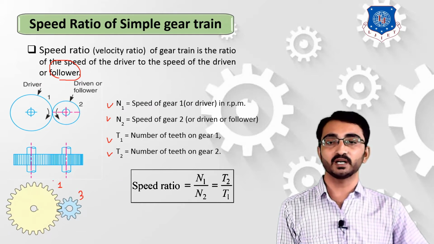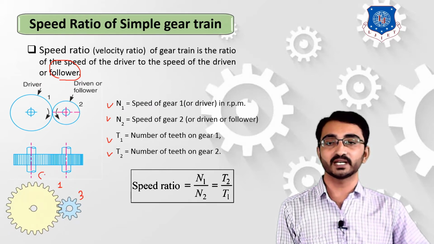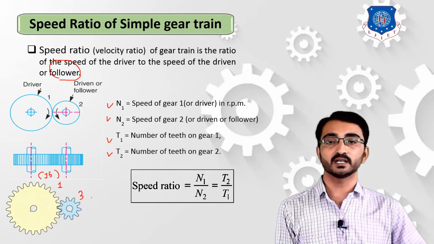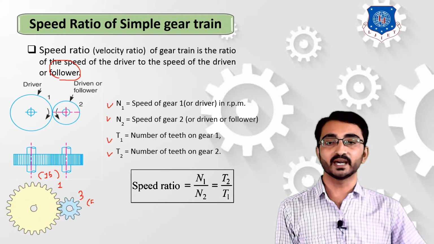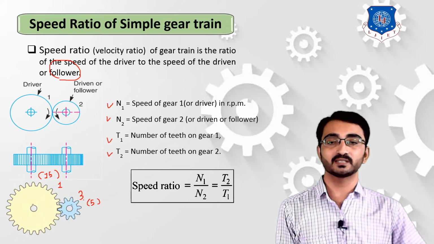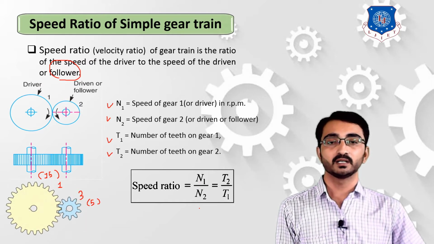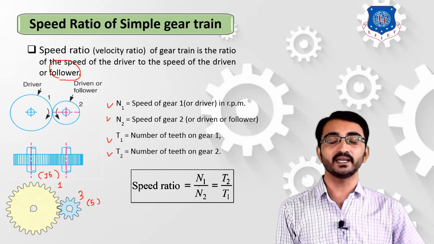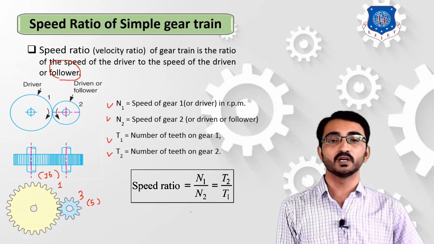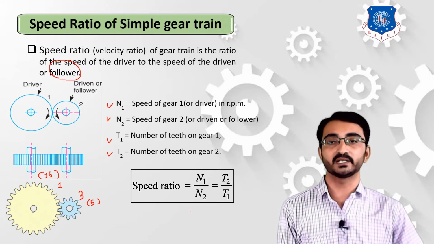For example, gear 1 is assumed to have 15 teeth, while gear 2 has 5 teeth on the periphery of the gear. So it is simply inversely proportional. If you want to find N1 by N2, the speed of 1 with respect to the speed of 2, then it is simply the ratio T2 by T1. That gives you the proportion, or we can say the speed ratio.